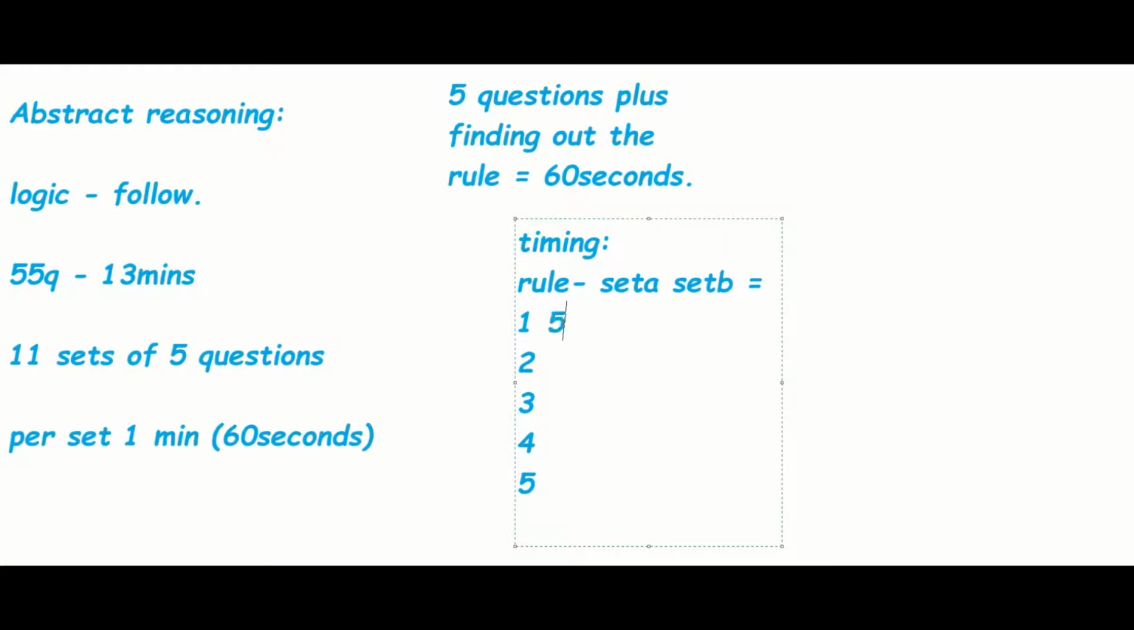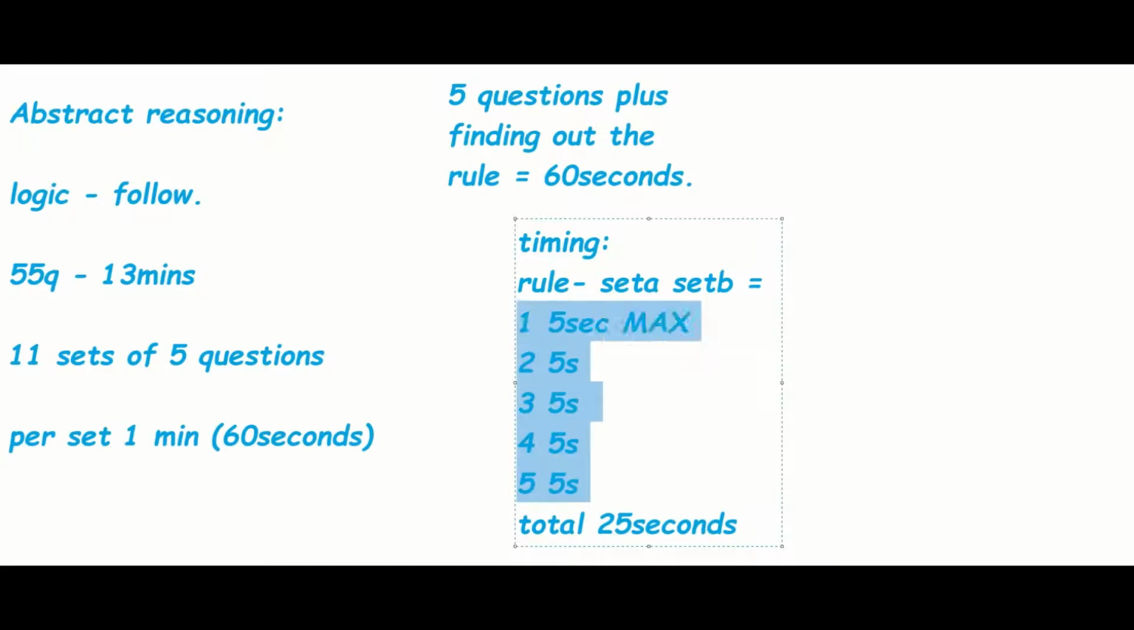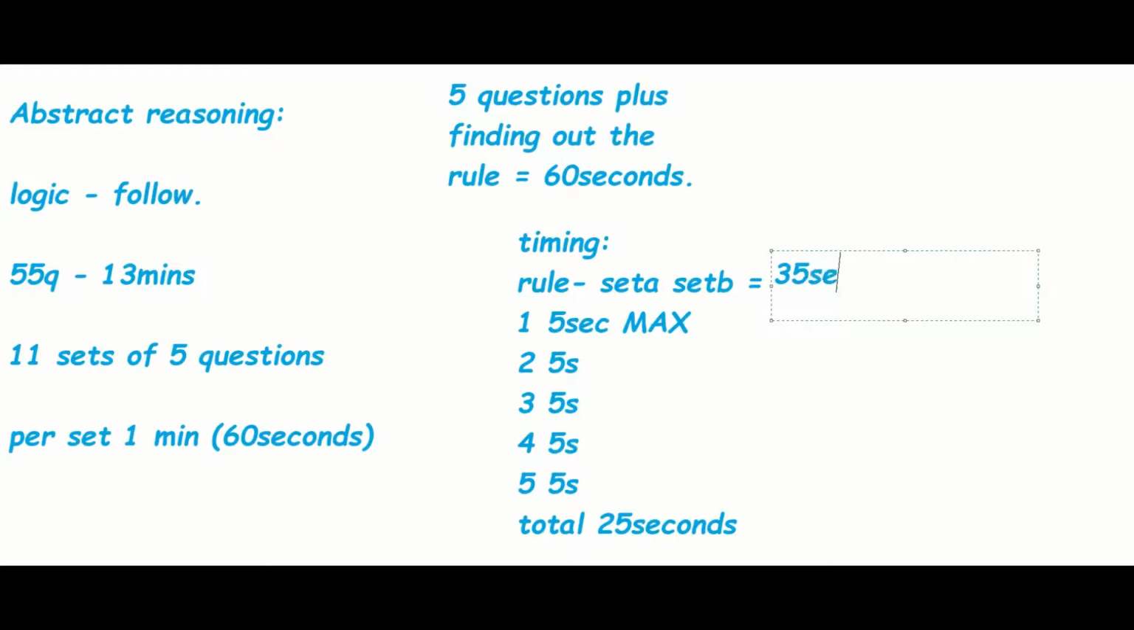Each question, I want you to take 5 seconds to answer. Sorry, this is the maximum. If you can answer in 2 seconds, 3 seconds, beautiful. That will give you a total of 25 seconds to answer 5 questions, which is more than enough. Remember, you've got 60 seconds minimum for this set of 5. This mathematically leaves 35 seconds that you have for finding out a rule for set A and set B.